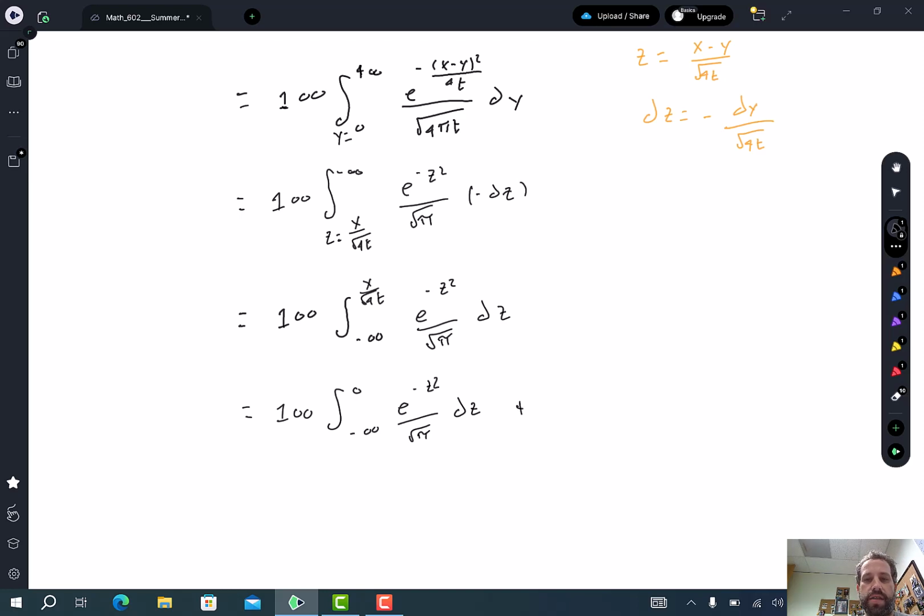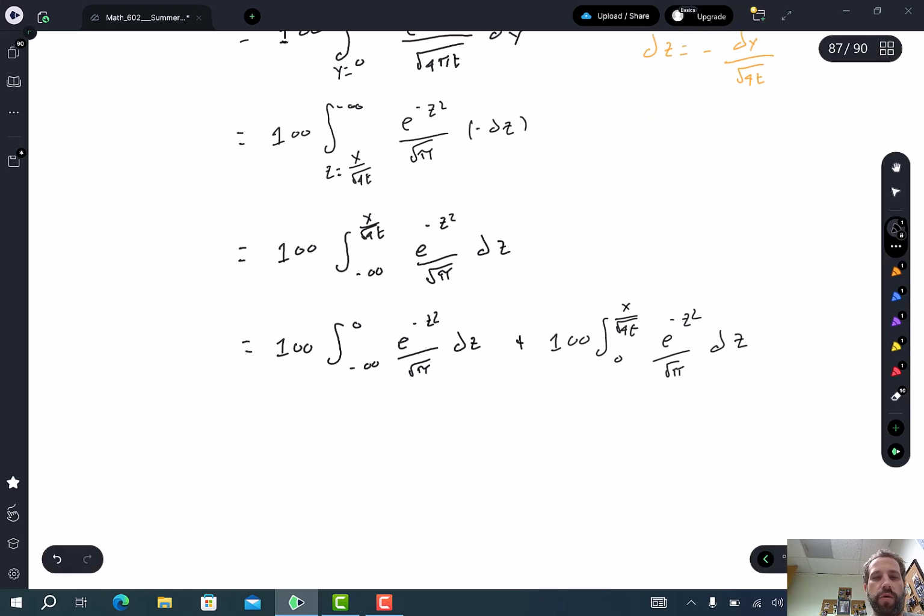And then plus 100 times the integral from 0 to x over the square root of 4t of e to the minus z squared over the square root of pi dz. Okay, now what are we going to get? So if I integrate from minus infinity to infinity, I get 1. Integrating from minus infinity to 0 is just 1/2, because we're just integrating half of a Gaussian. So that's 1/2. You multiply by 50, you get 50.